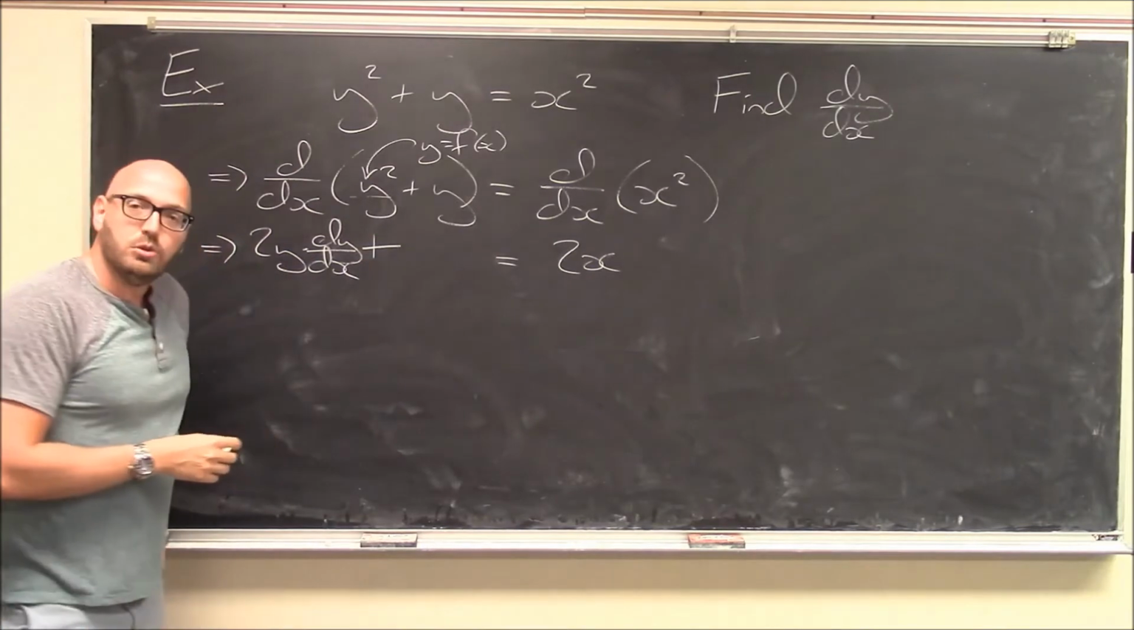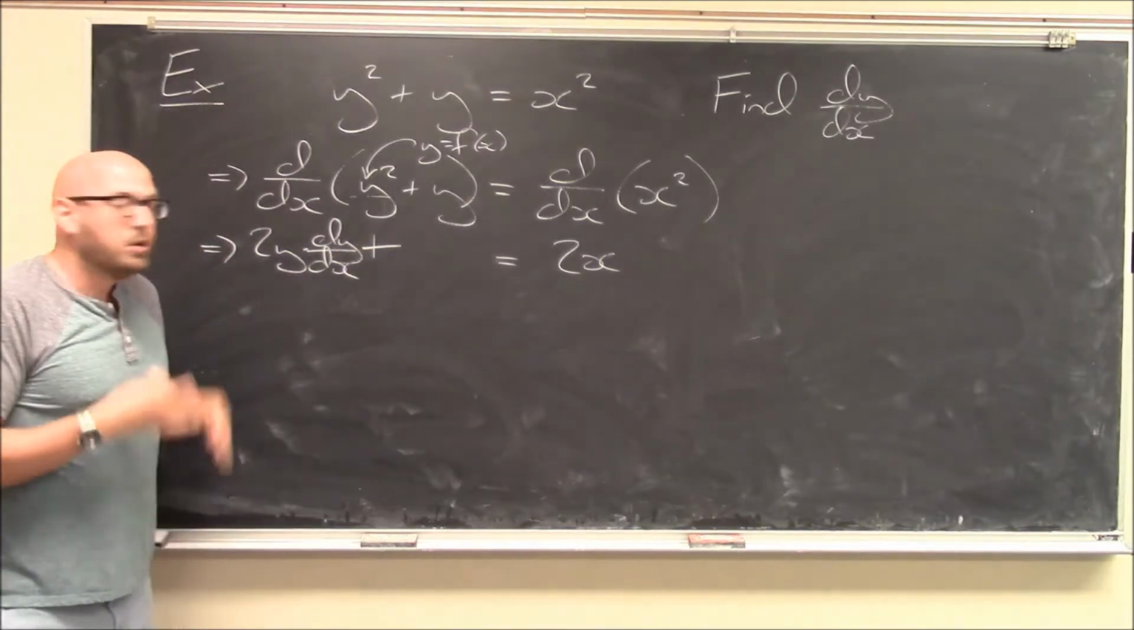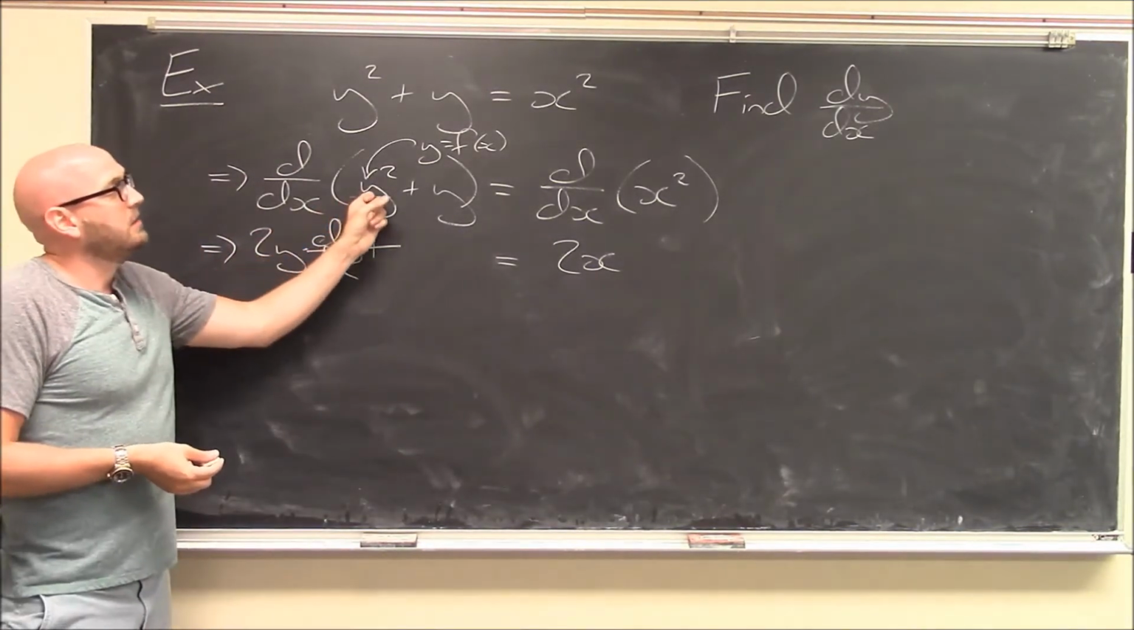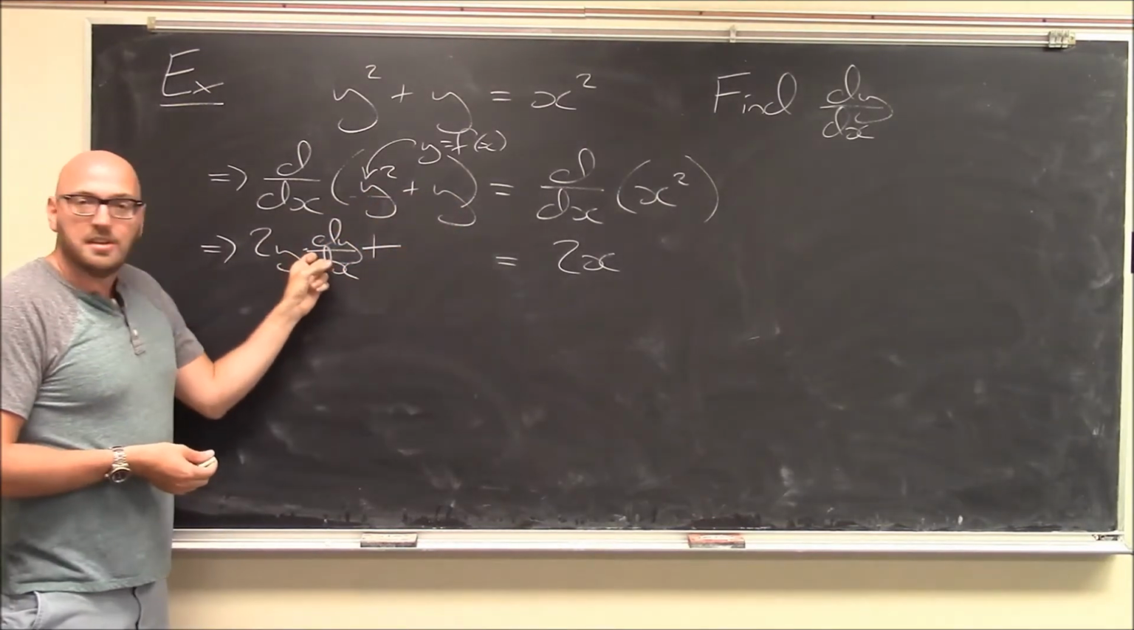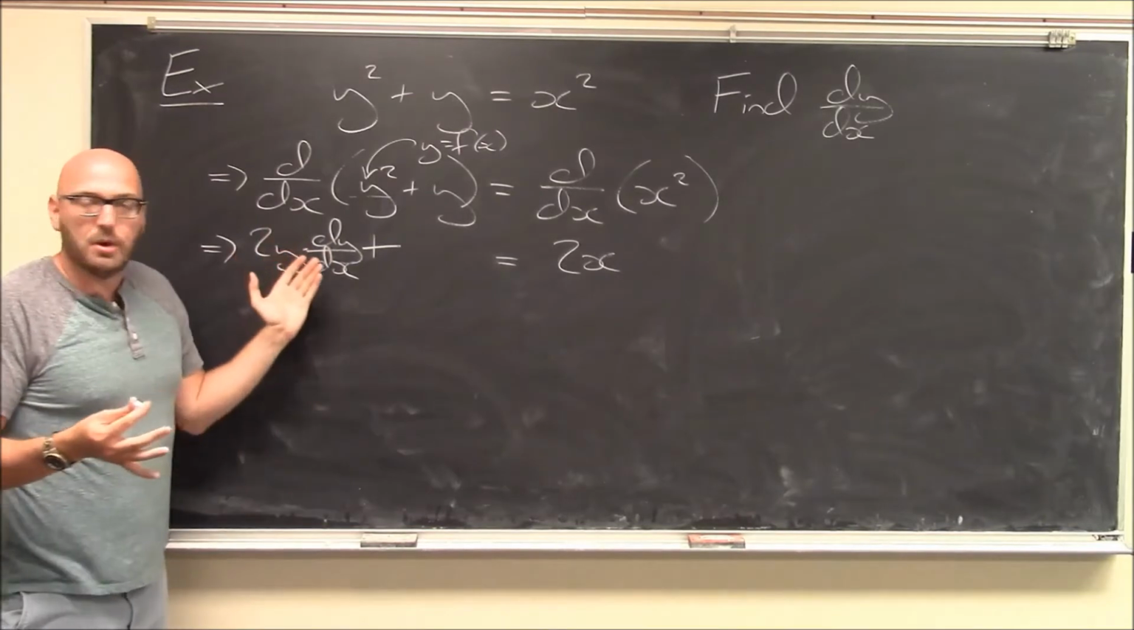In practice, though, you don't really have to think about the chain rule there. All you have to remember is if you've got something involving y, differentiate it with respect to y, and then tag on this dy dx on the end. So just multiply by dy dx.